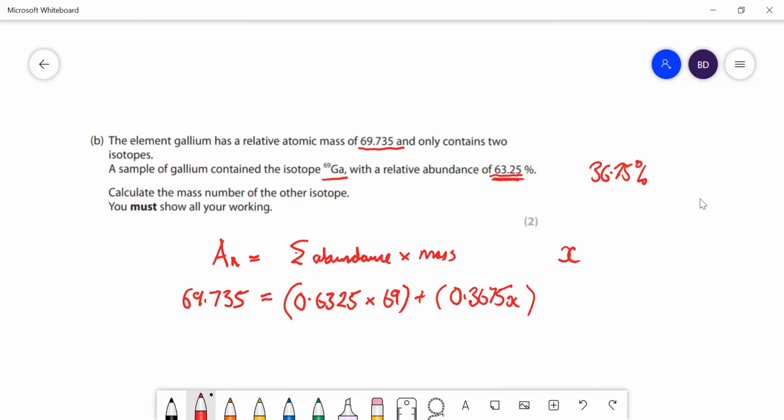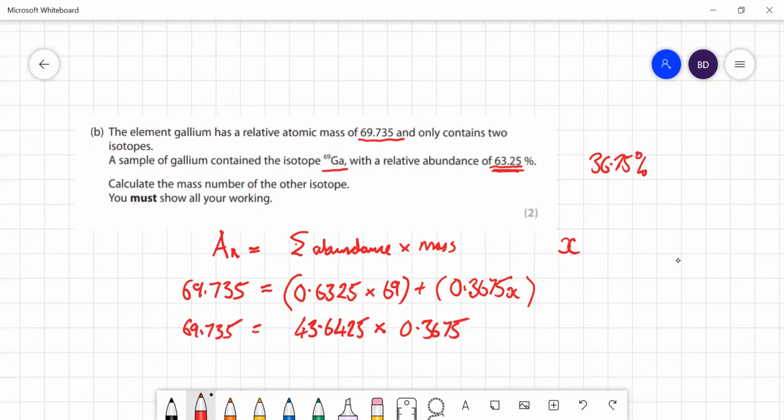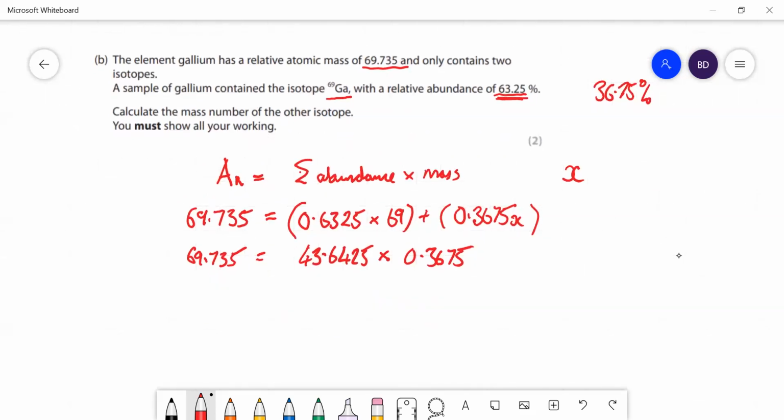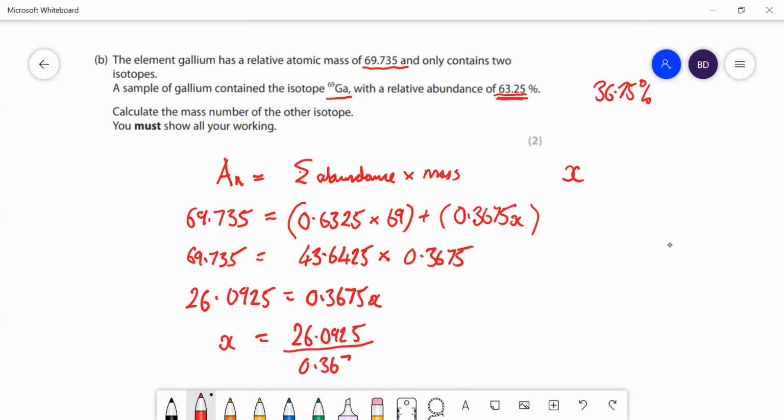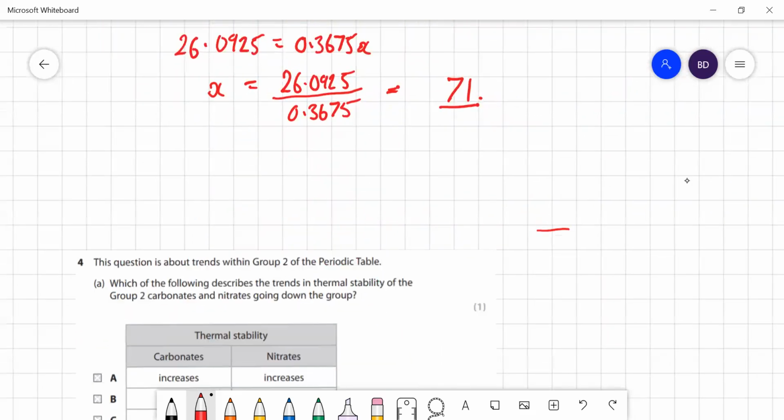Let's do that. So we get 69.735 is equal to, multiply that out, you get 43.6425 plus 0.3675x. Simplify that. So subtract 43.6425 from both sides of the equation, you get 26.925 is equal to 0.3675x. So x is equal to 26.925 over 0.3675. That is equal to 71, which is the answer there. Okay. Right.